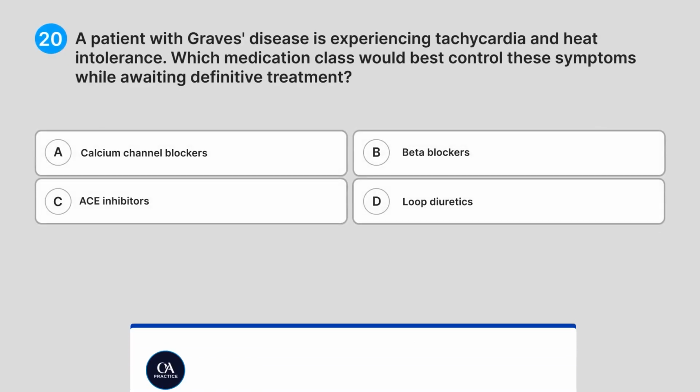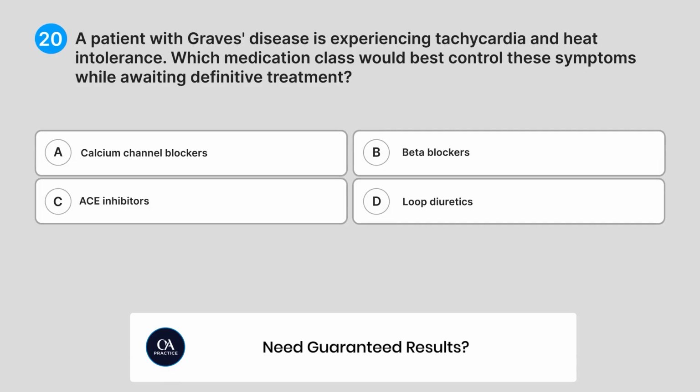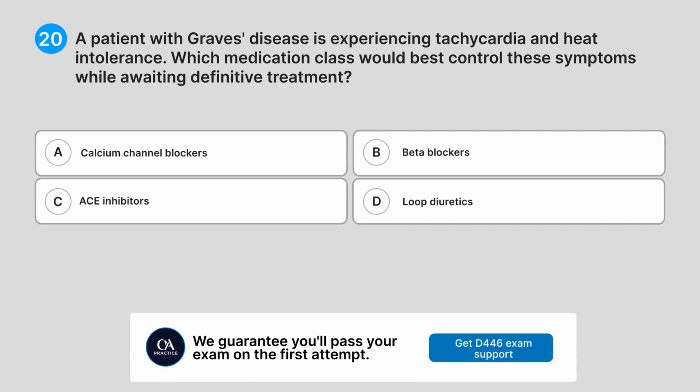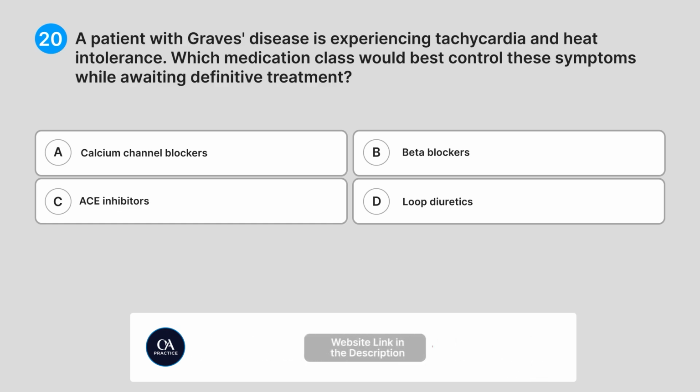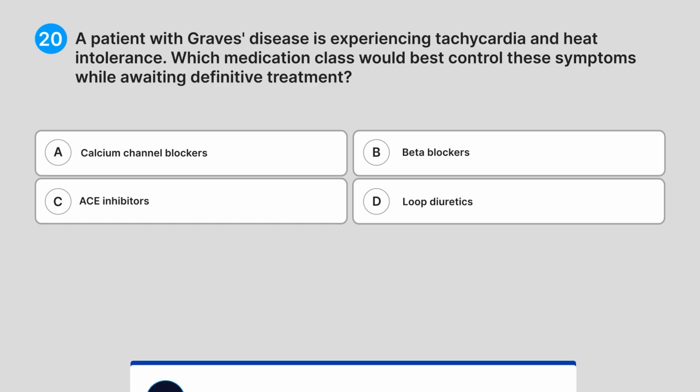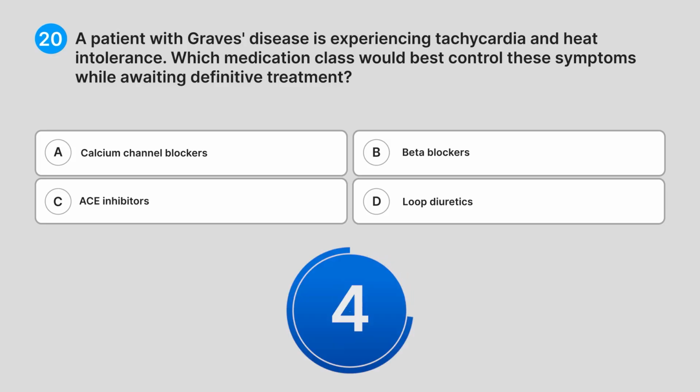20. A patient with Graves' disease is experiencing tachycardia and heat intolerance. Which medication class would best control these symptoms while awaiting definitive treatment? A. Calcium channel blockers. B. Beta blockers. C. ACE inhibitors. D. Loop diuretics. Do you know the answer?